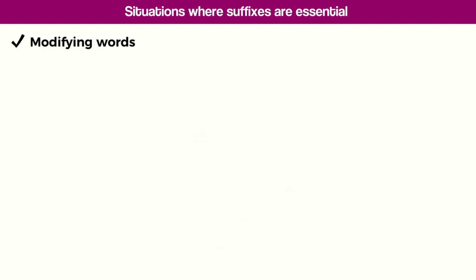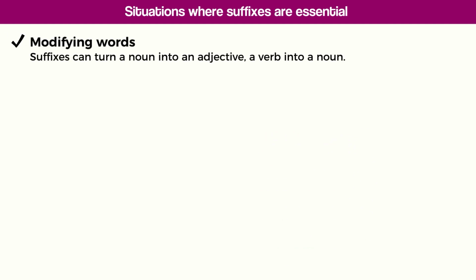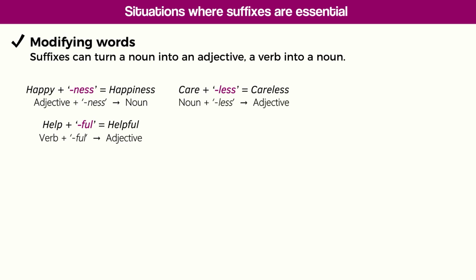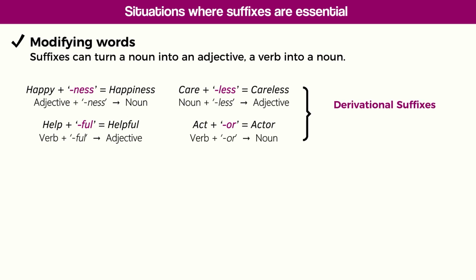Modifying words. Suffixes can turn a noun into an adjective, a verb into a noun. Let's see how. Happy plus ness equals happiness. Help plus ful equals helpful. Care plus less equals careless. Act plus or equals actor. These are derivational suffixes. These suffixes create a new word with a different meaning or part of speech.